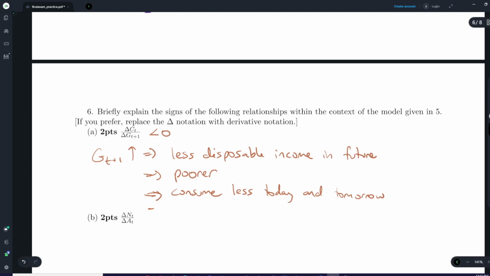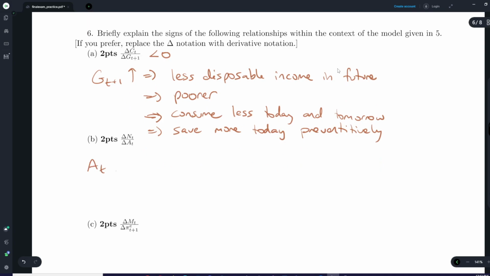You should, or alternatively, you could think of this as save more today preventatively, right? You don't know what the future, you know you're going to be poorer in the future, so you save more today to help out your future self.